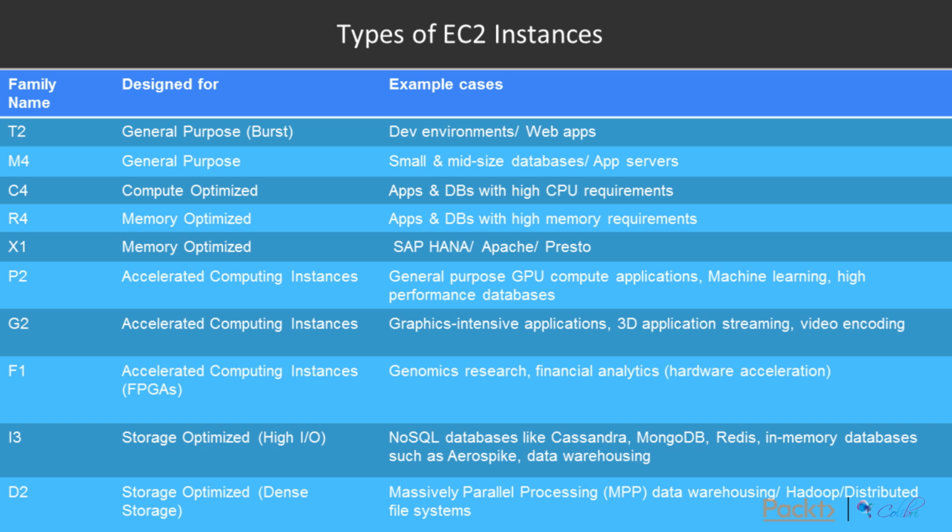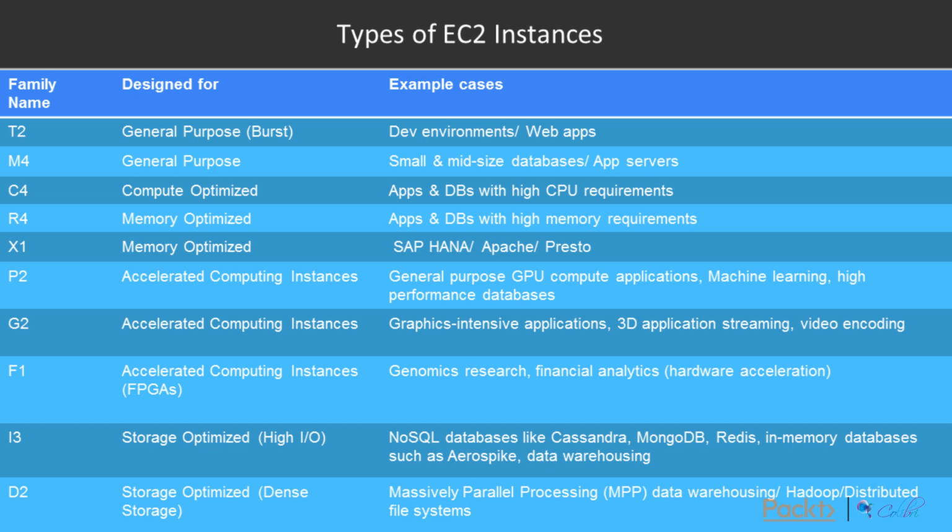Think about app servers. C4 is compute optimized. It's mostly for applications and databases with high CPU requirements. And a few other examples include web servers, batch processing, distributed analytics, video encoding, high-performance front-end fleets.